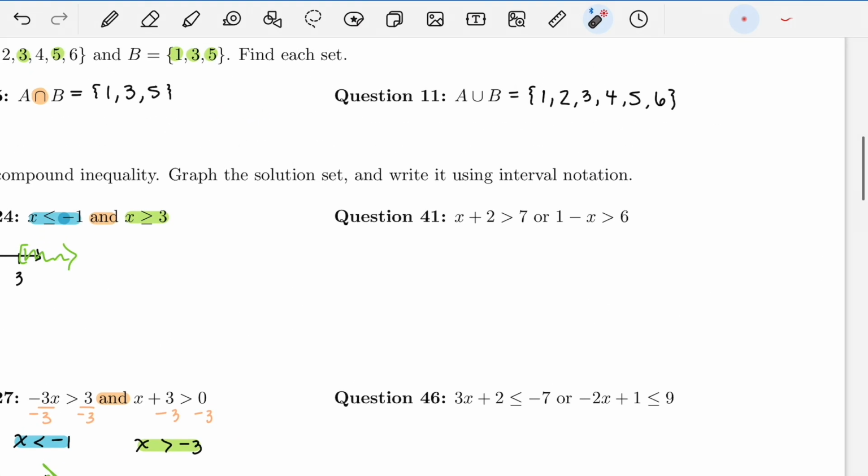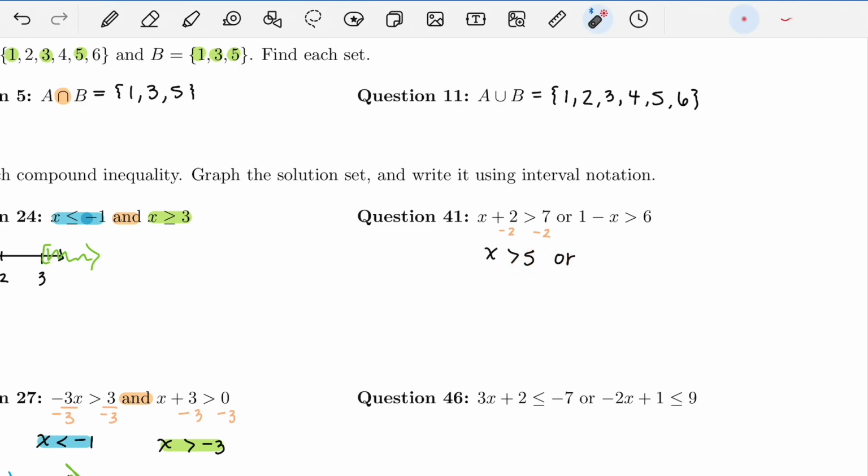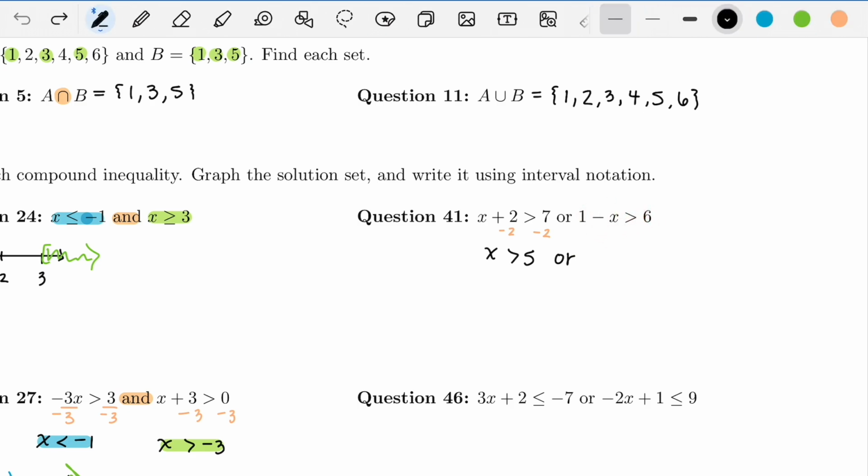All right, let's move on to 41 here. We're going to solve our inequalities. I'll subtract 2 from both sides on this one here. I'm going to get that x is going to be greater than 5. Now in this case, we have our "or". So we're saying that x values need to be greater than 5, or, and we'll solve this one.